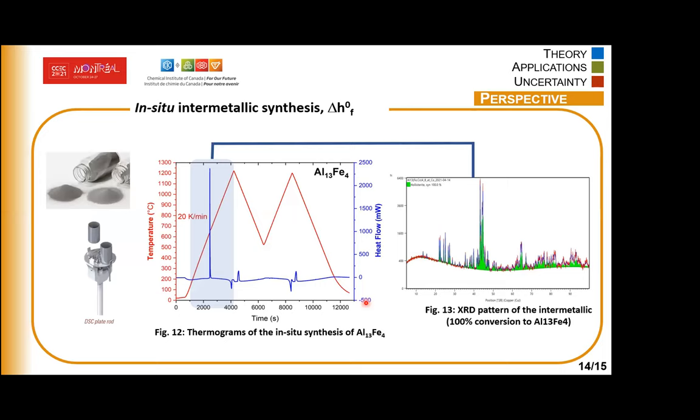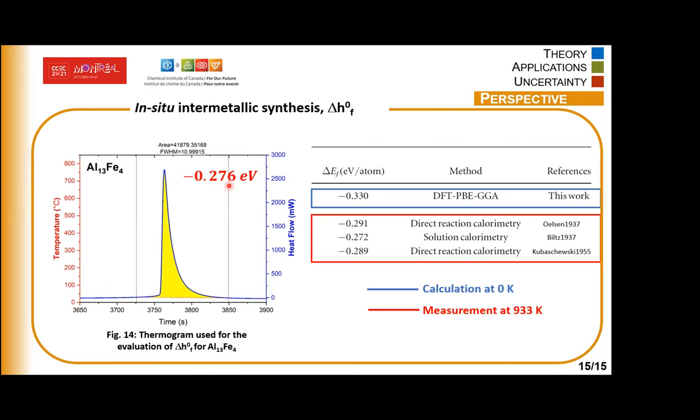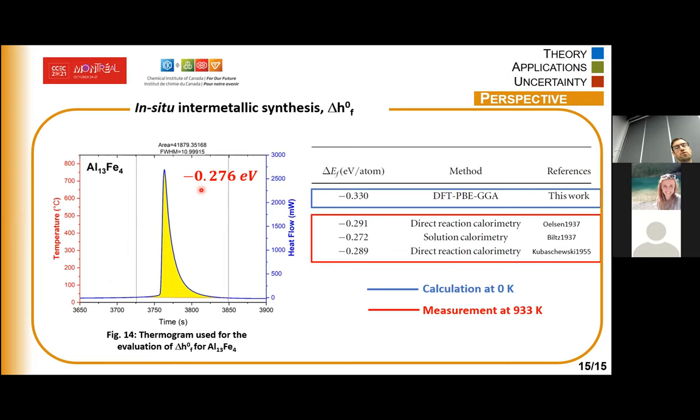I'm sharing with you some of the results that we have obtained recently. We're really interested in my group in intermetallics that are present in different alloys. What we're trying to do at the moment with the DSC that we have is to perform in situ synthesis of intermetallics and to try to obtain the enthalpy of formation of these intermetallics to be able to tune the thermodynamic model that we are developing. You can see here one of the measurements that we did. We were able to synthesize in situ an intermetallic and evaluate its enthalpy of formation. It's a fast technique, and it worked really well. And you can see the measured value alongside other techniques that were used to obtain this same property.